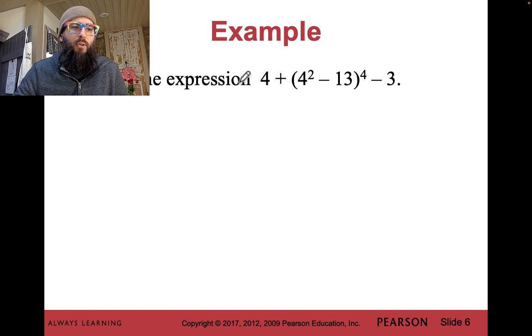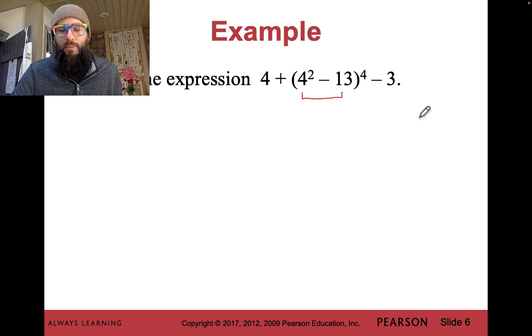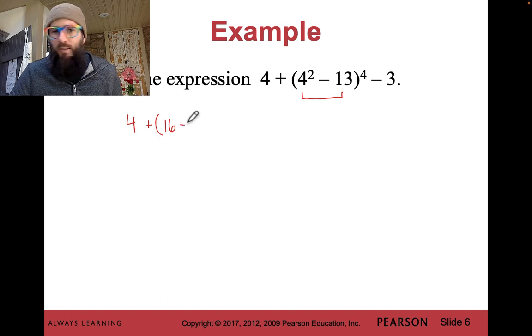Okay, now this is where it continues to get super complex because we're adding layers upon layers upon layers. If we look, we have parentheses, but inside the parentheses we do have a power. We are raising 4 to the second power. So what I'm going to do first is raise that 4 to the second power first, and we know 4 times 4 is 16. So we got 4 plus 16 minus 13 minus 3.